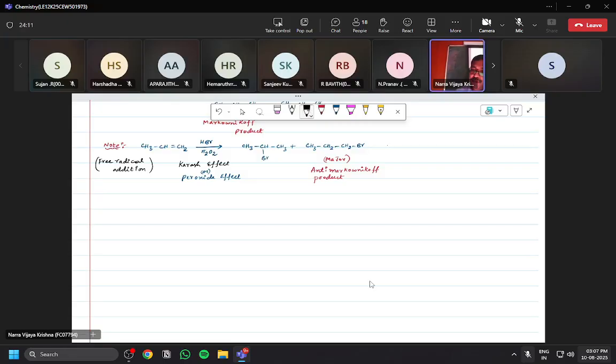Kharasch effect is not observed in the case of HCl, HF and HI. In these three cases, there is no peroxide effect. Correct? As there is no peroxide effect, which is major? Therefore, the Markovnikov product is major. Correct?